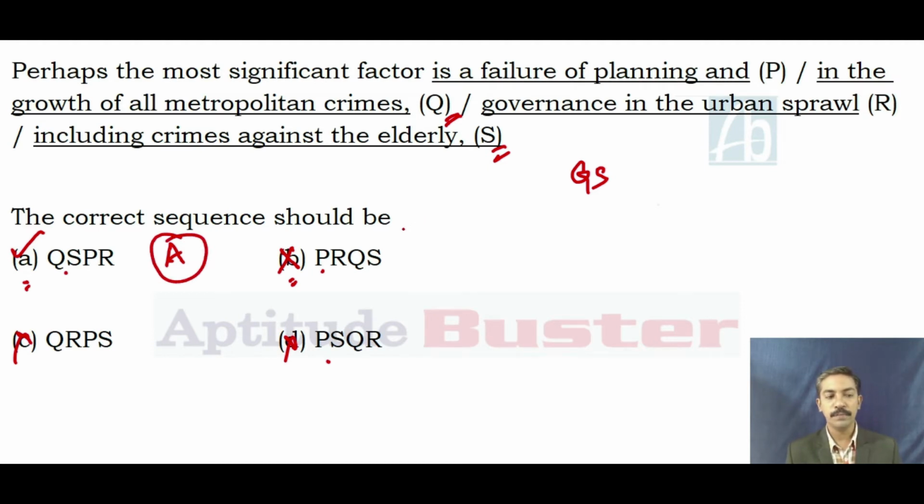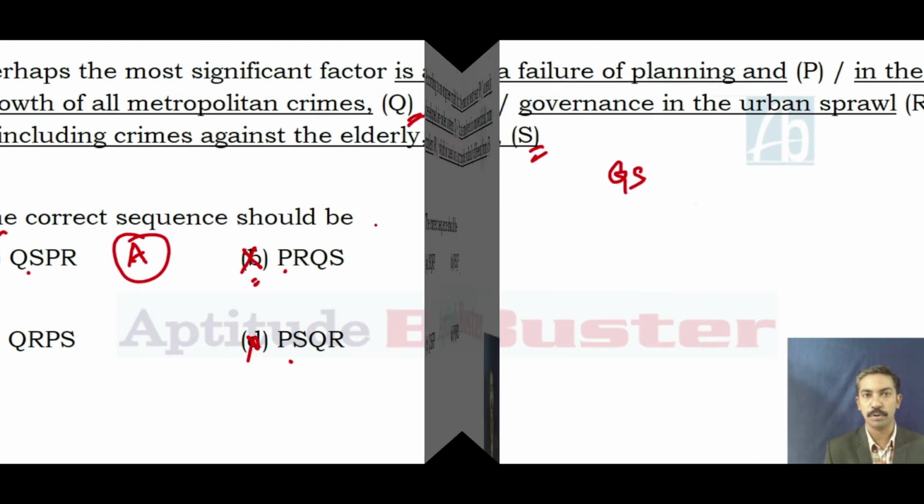Perhaps the most significant factor in the growth of all metropolitan crimes, including crimes against the elderly, is a failure of planning and governance in the urban sprawl.